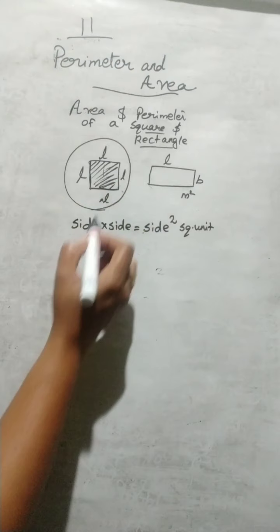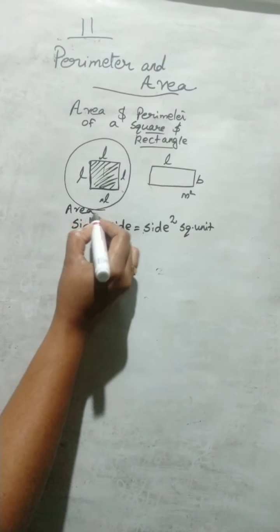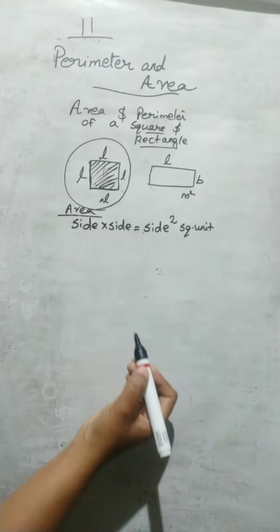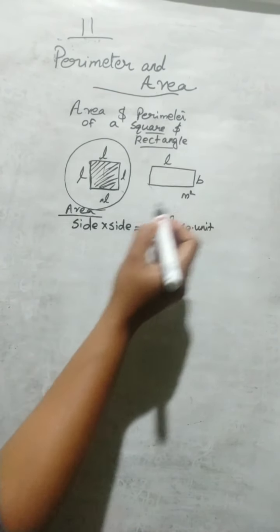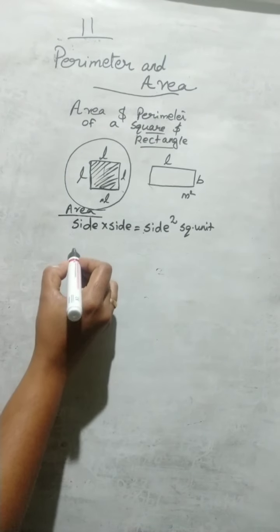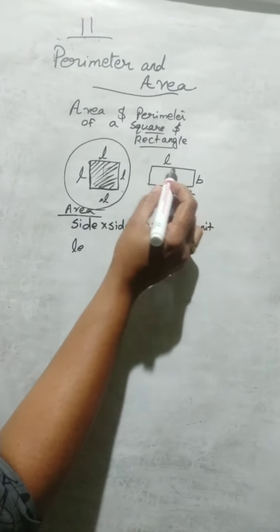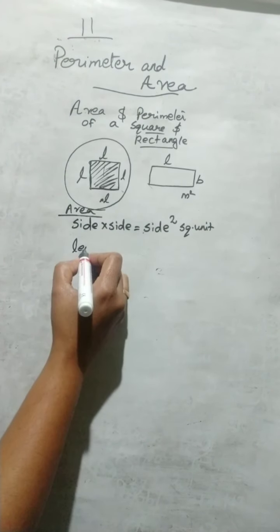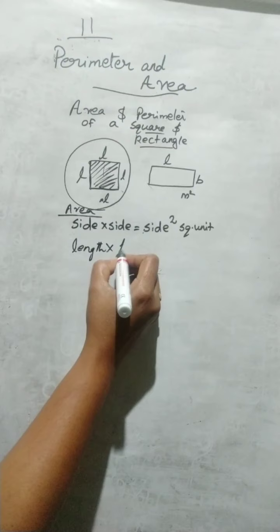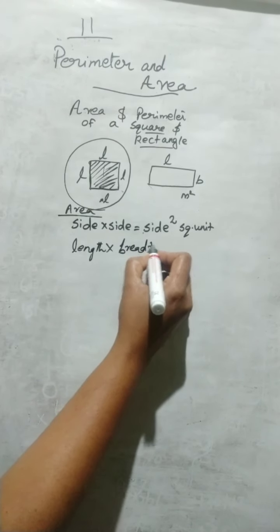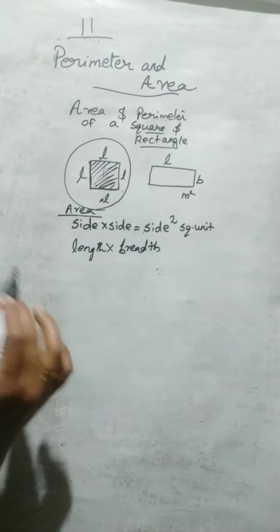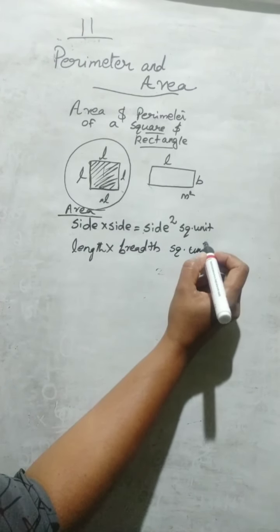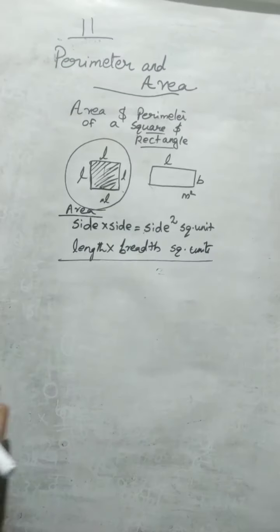So for this square, area will be side times side, that is side squared. Then square unit. Okay. Then for this rectangle, length and breadth are both different. We have to multiply the lengths of both sides. Then length times breadth for a rectangle. Don't forget the square units. Clear for you? That is the area.